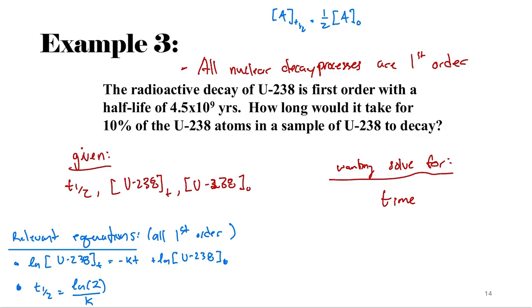Here we want to say, well, how long does it take for 10% of the atoms to decay, right? So how much of the original uranium-238 should be left over? Or what percentage of them? 90%, right? So we want to say how long does it take for 10% of them to decay, right?